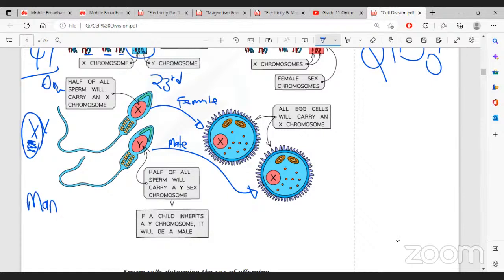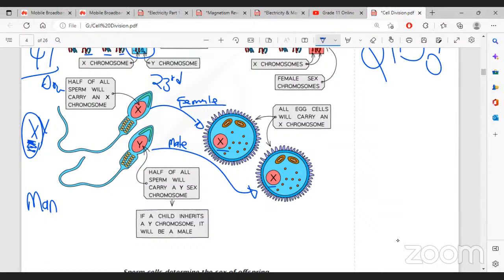Not consciously, but he has the power to either give rise to a female or a male, because women don't have that. They only have female gametes. Does that make sense? Good. So in this process of getting a woman pregnant, let's use fertilization, it's my sperm cells that are going to decide whether it's a boy or a girl.